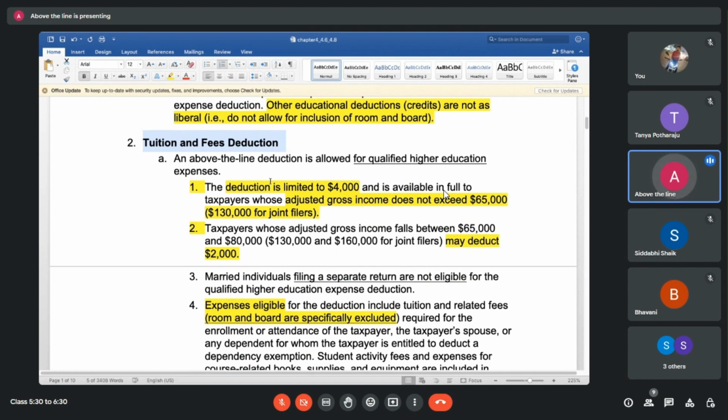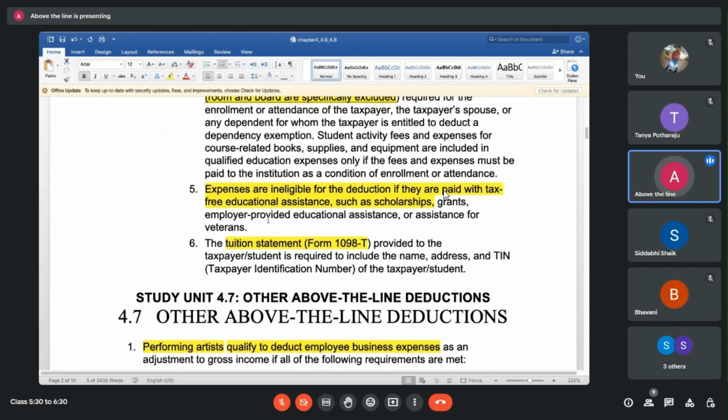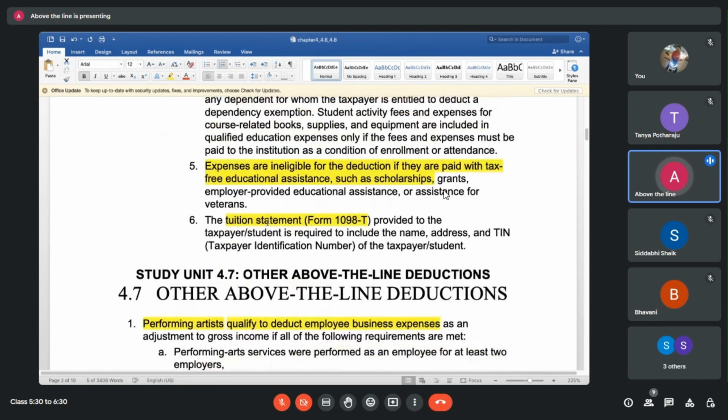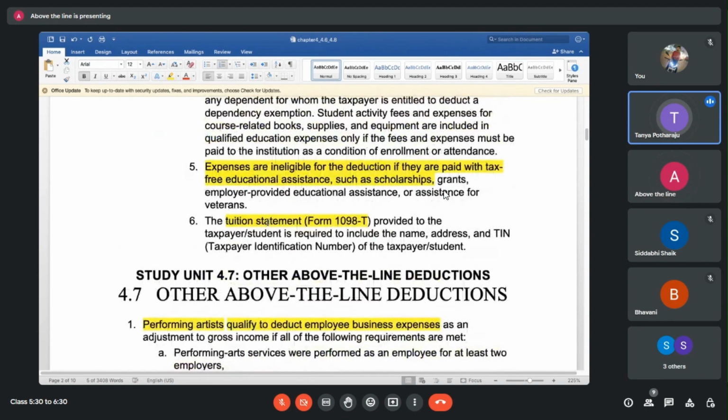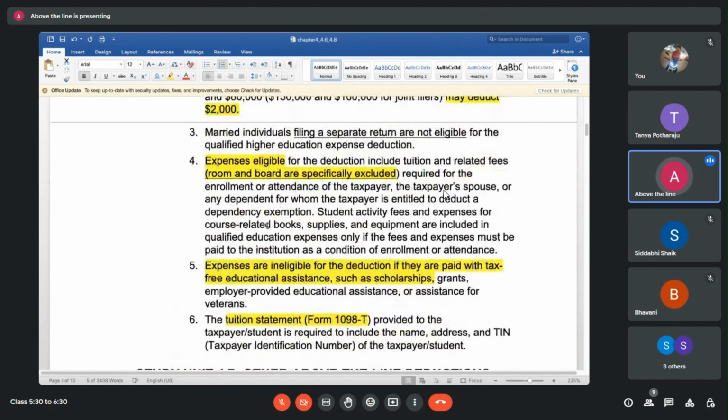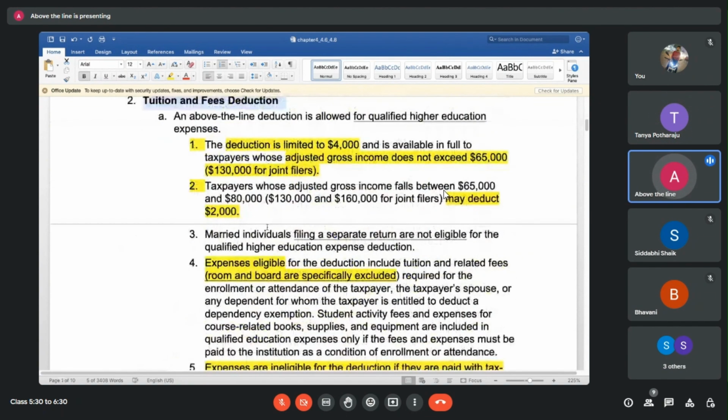Or there is something called the American Opportunity Credit. And there's one more, what is the other one called, Tanya? The Hope Scholarship Credit. Lifetime credit or something, yeah. So those are the three options. Either we can go for direct expense deduction, or they might be eligible for certain credits.